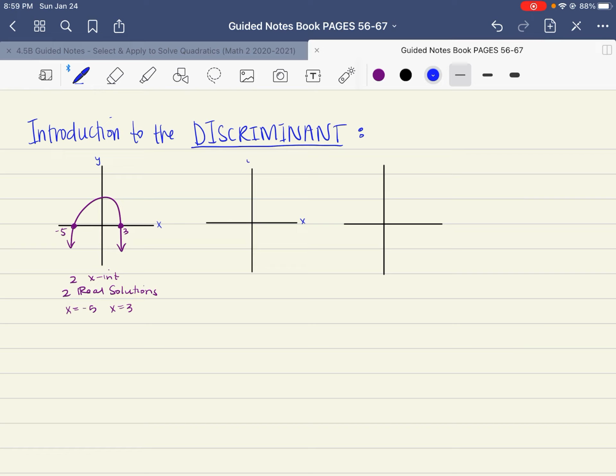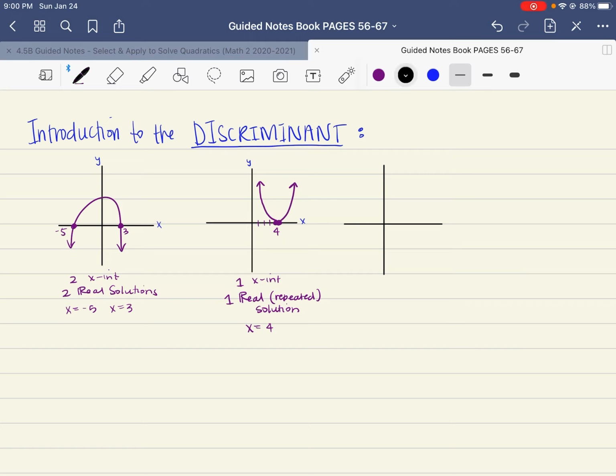The other scenario that could happen, so if this is my coordinate axes x and y, is that my parabola could be sitting on the x-axis. I'm sorry if these are not perfectly symmetric there. But let's say this is sitting on the x-axis, so in this case there's only one x-intercept that can be observed. In this case we say that there's one real solution, or in other words, if we were solving algebraically, it would be a repeated solution. And let's say this is hitting at 4. We would just state that x is equal to 4.